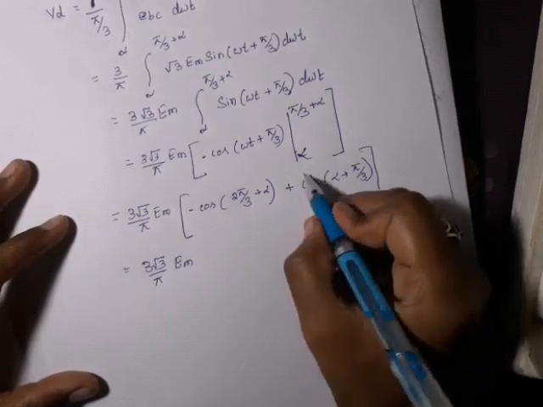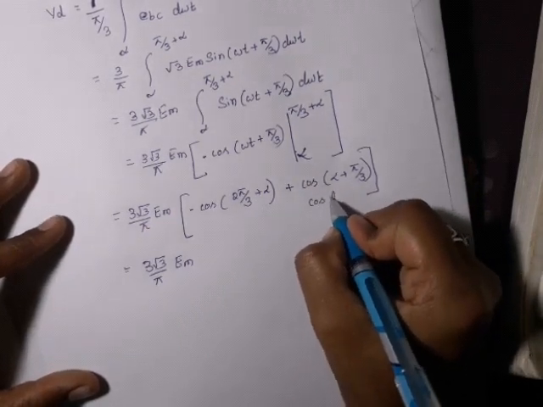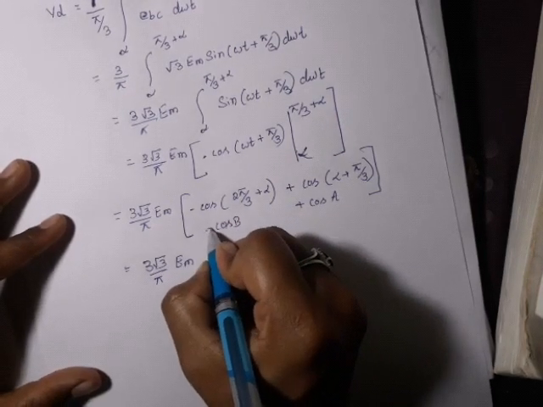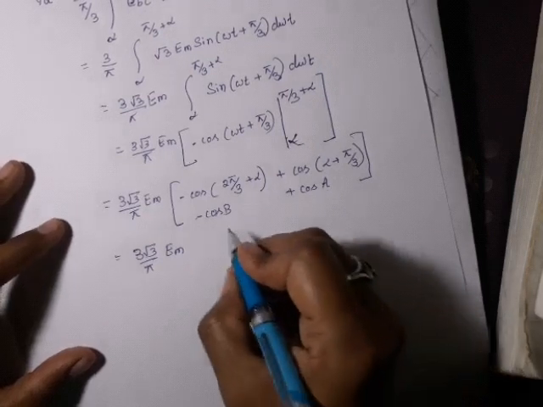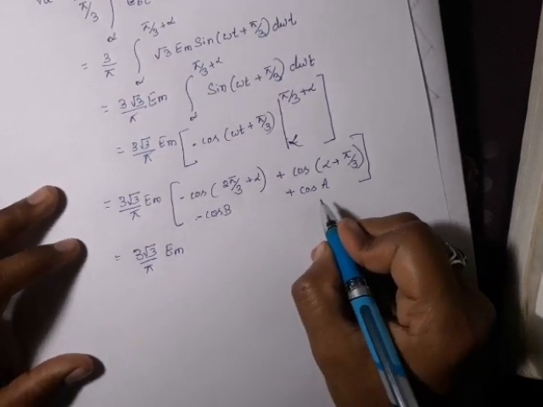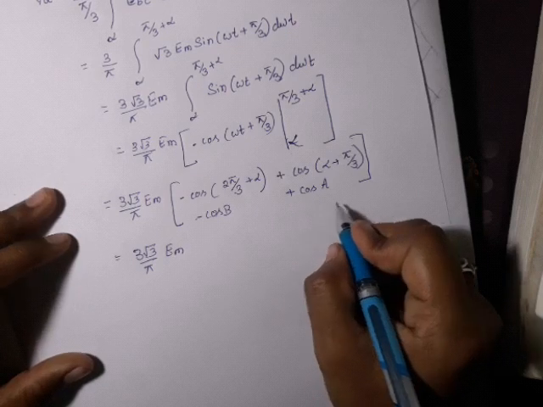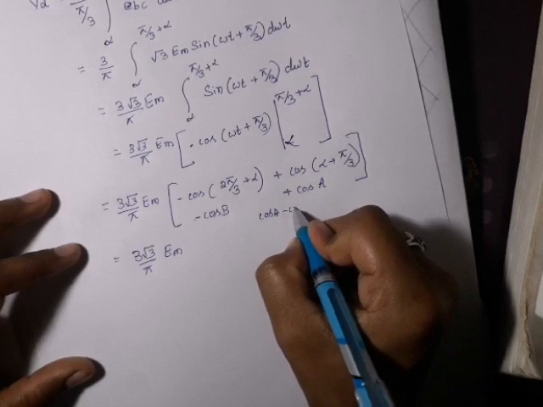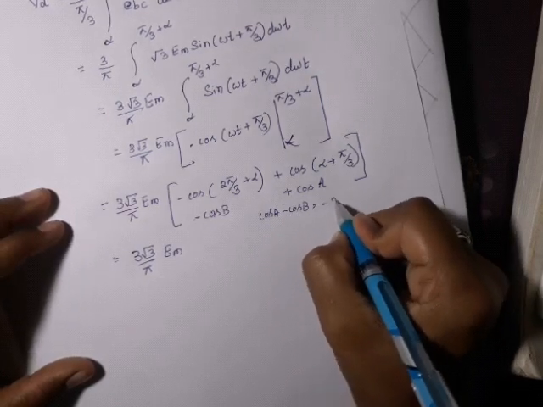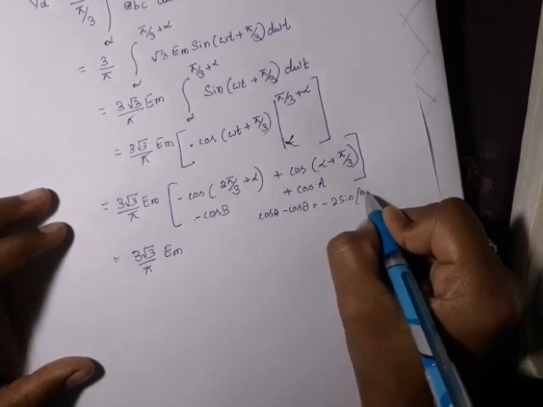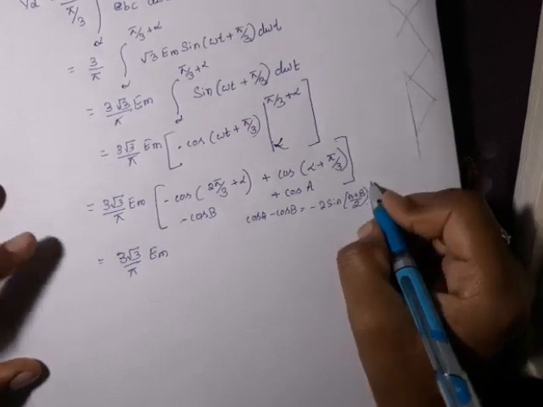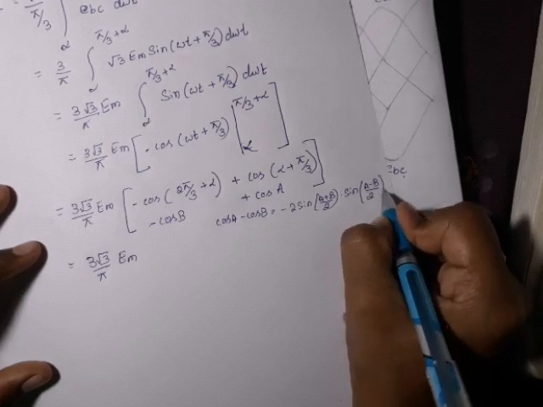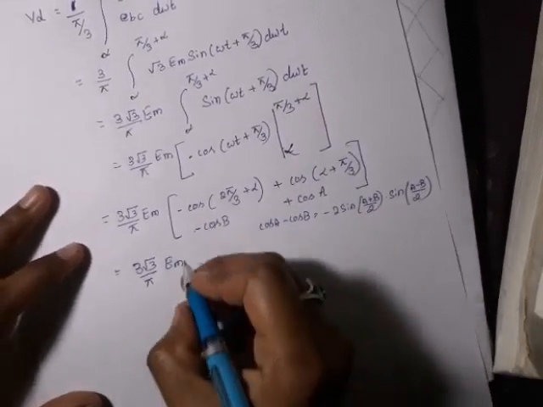Now see, this is like cos A minus cos B. What is the formula for cos A minus cos B? That you have to look at. It is minus 2 sine A plus B by 2 into sine A minus B by 2. So the cos A minus cos B formula is minus 2 sine A plus B by 2 into sine A minus B by 2. I'll just apply this.